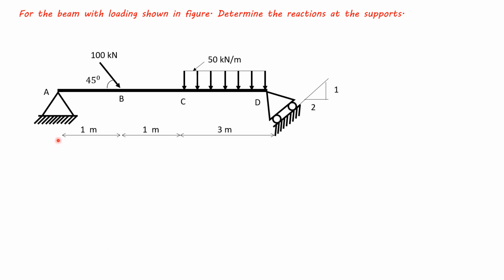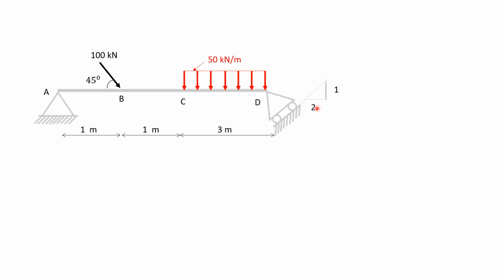For the beam with loading shown in figure, determine the reactions at the supports. This is hinged support and this is roller support. This is inclined load of 100 kN, inclined at 45 degrees to the horizontal. This is rectangular load of 50 kN per meter, and this roller support is making angle of slope of 1:2 to the horizontal.